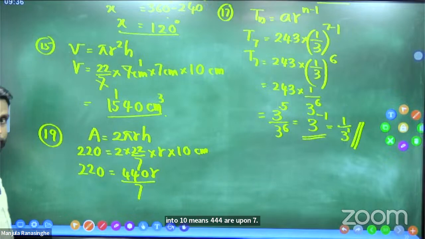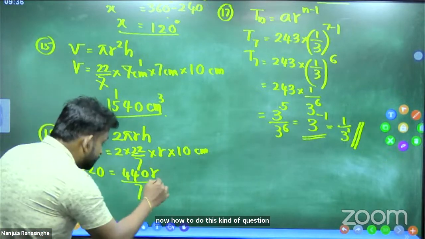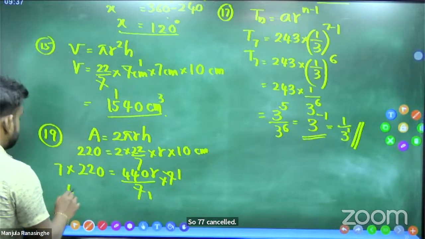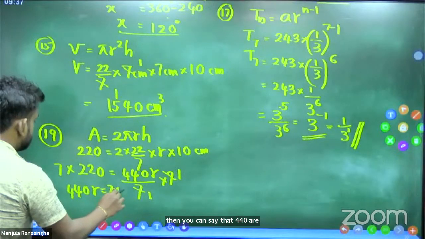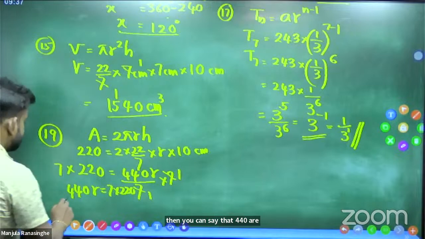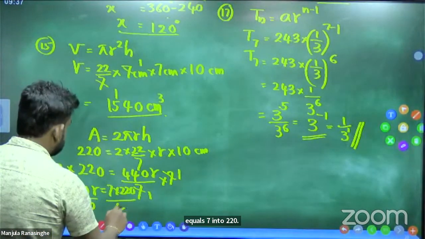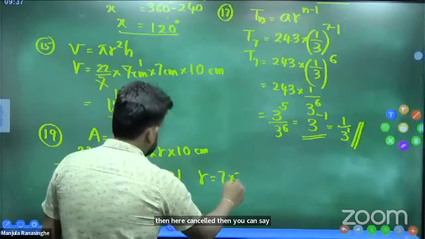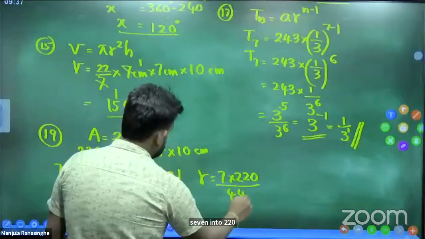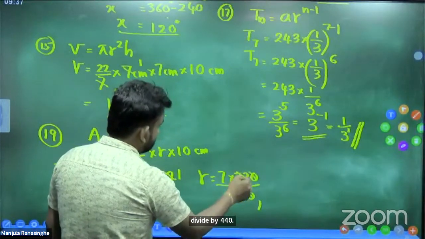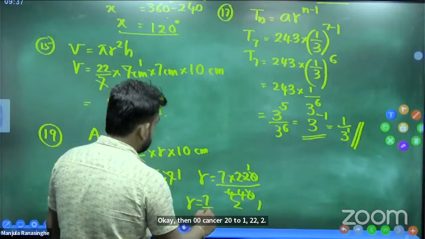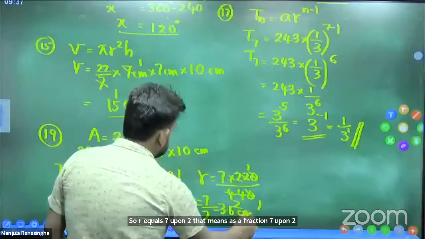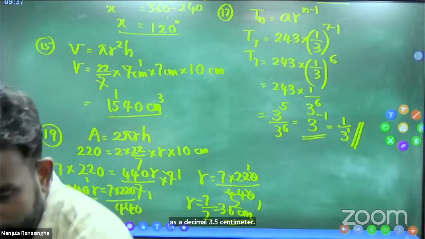Now how to do this kind of question? Just make R the subject. The division by 7 you can cancel with multiplication by 7 on both sides. So 7 and 7 cancelled. Then you can say that 440 R equals 7 into 220. Now to make R the subject, just divide by 440 on both sides. Then R equals 7 into 220 divided by 440. The zeros cancel, 22 1, 22 2. So R equals 7 upon 2. That means as a fraction 7 upon 2, as a decimal 3.5 centimeters. Correct? 3.5 centimeters.